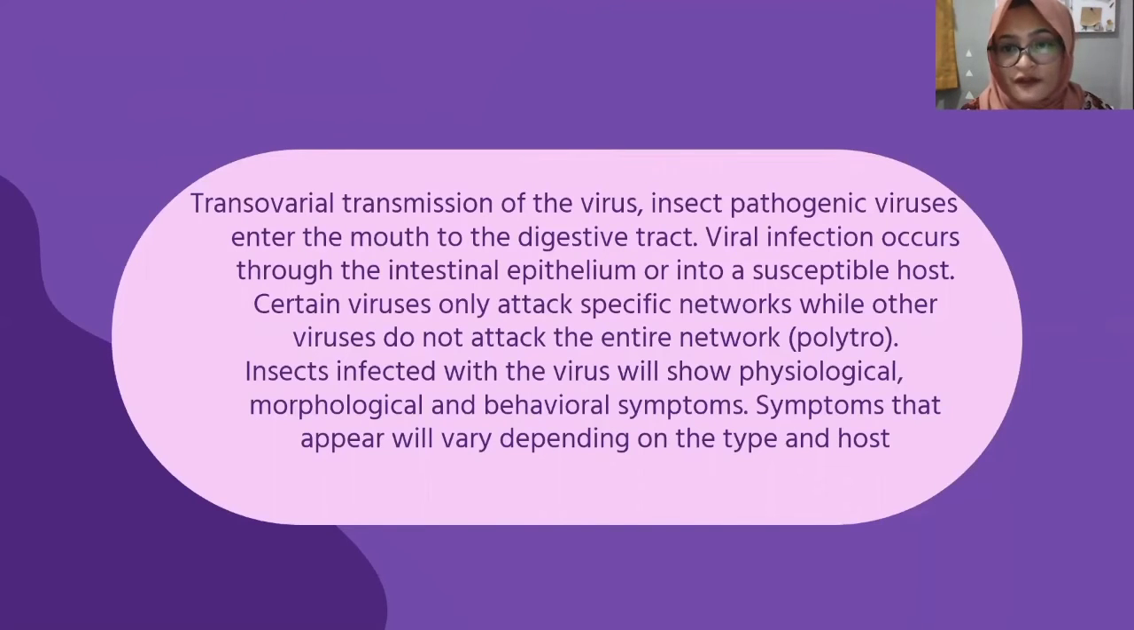Transovarial transmission of the virus: insect pathogenic viruses enter through the mouth to the digestive tract. Viral infection occurs through the intestinal epithelium of a susceptible host. Certain viruses only attack specific tissue, while other viruses attack the entire tissue, or are polytropic. Insects infected with the virus will show physiological, morphological, and behavioral symptoms. Symptoms that appear will vary depending on the type and host.